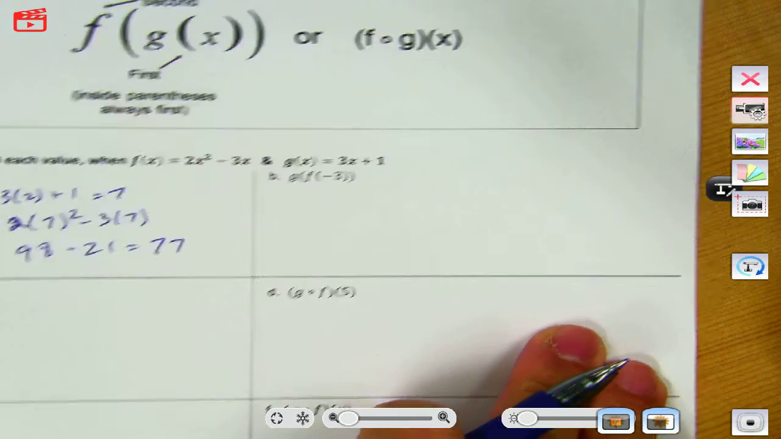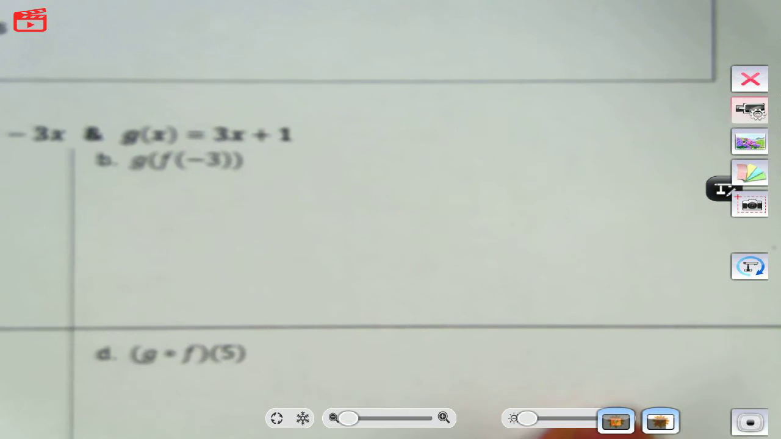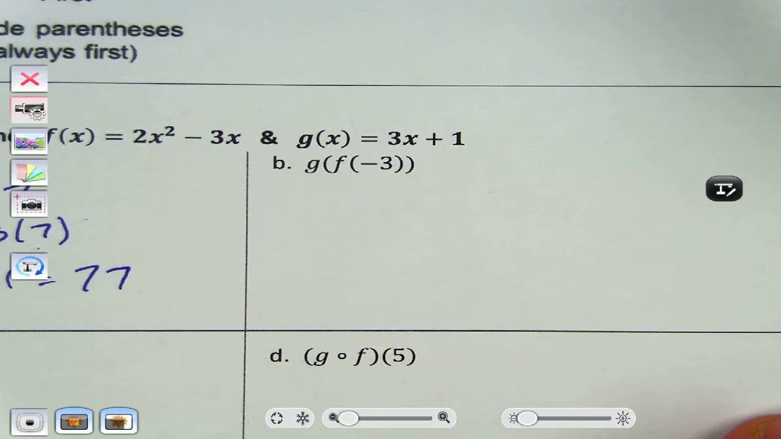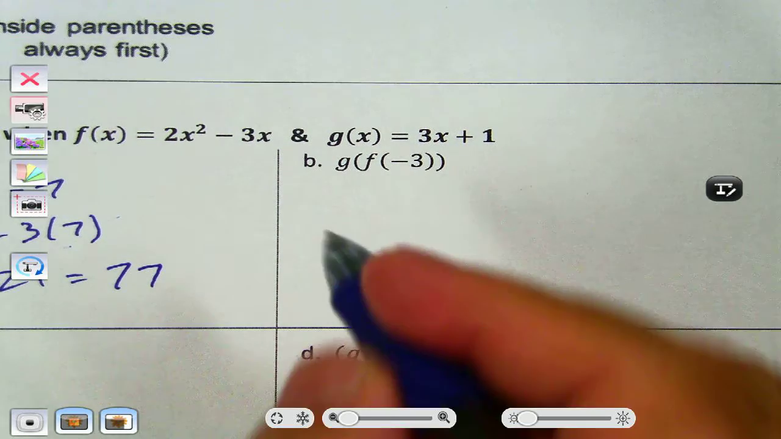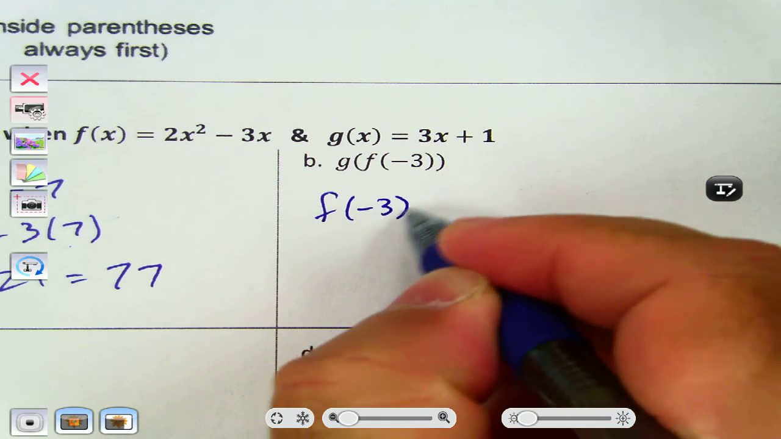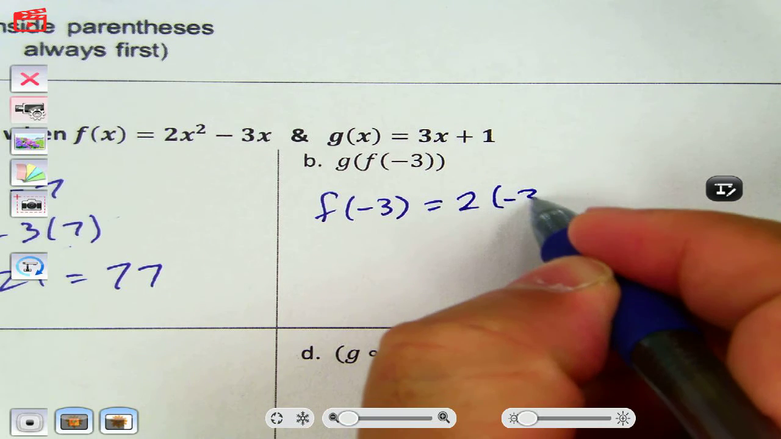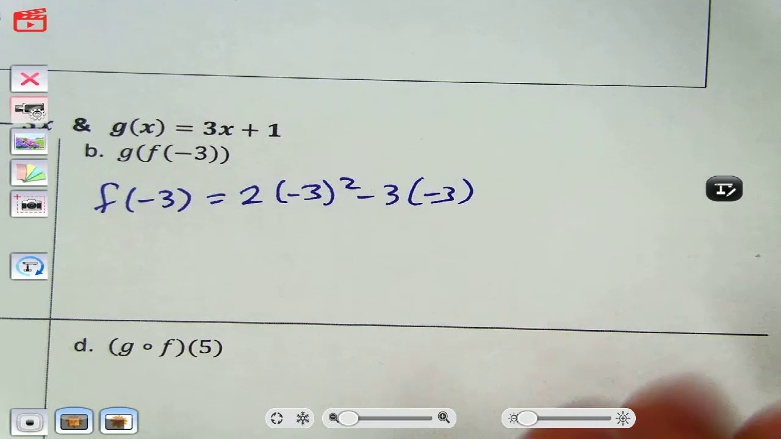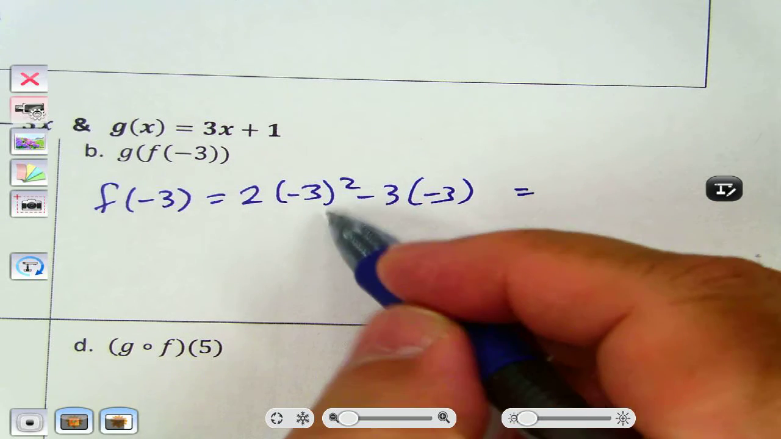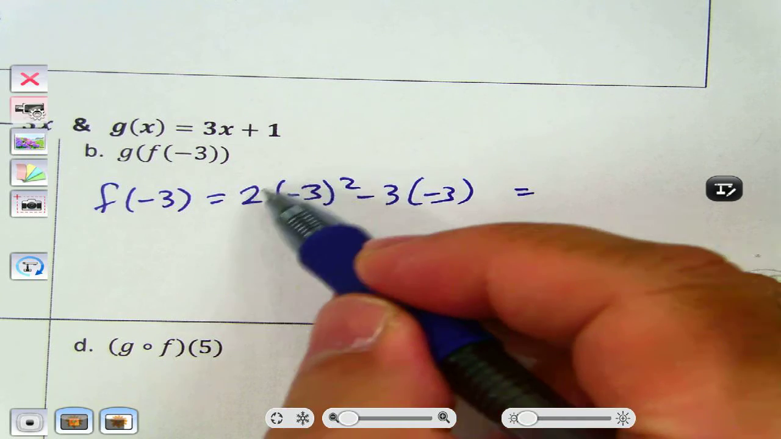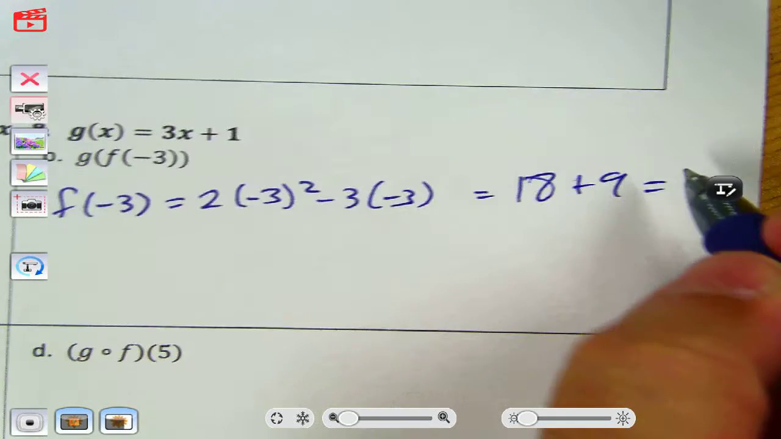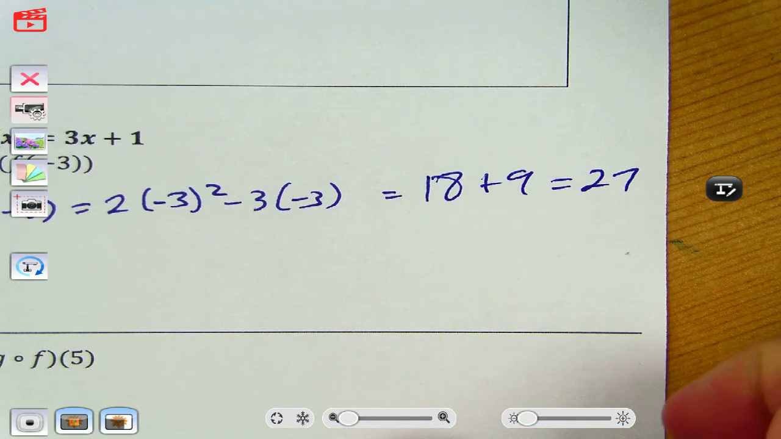Let's zoom in a little. All right, so we're doing f of negative 3 first. f of negative 3 equals 2, parentheses, negative 3 squared minus 3 times negative 3. All right, go ahead and work that out. Remember you're doing exponents first, so that should be a 9 times 2, which is 18, and negative 3 times negative 3 is plus 9, making it 27.